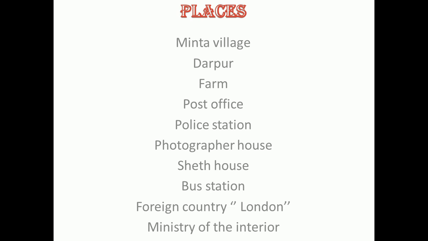The farm of Adam. The post office, where Adam goes to exchange his money order. The police station, the photographer's house and Seed's house, the bus station, the foreign country where his son Saul lives, in London, and the ministry of the interior. So these are the places that we have in the story of The Rich Man and the Poor Man.